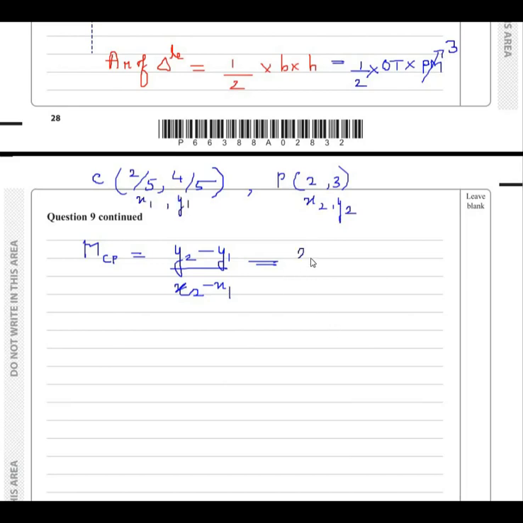So after substitution it becomes 3 minus 4 over 5, over x2, which is 2 minus 2 over 5. So we get 15 minus 4, which is 11 over 5, divided by 2 times 5 is 10, 10 minus 2 is 8 over 5. Further simplifying, we get 11 over 8. So the slope of CP, line CP, is 11 over 8.